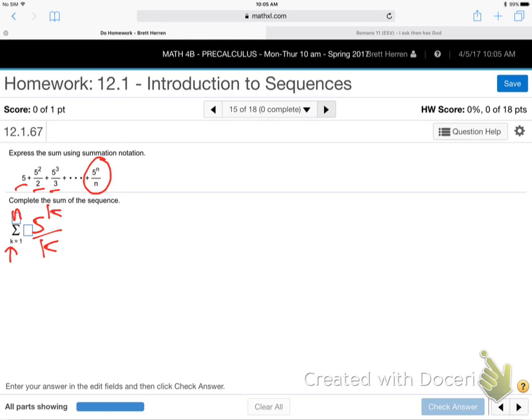That makes sense? Because remember, the k is the start and the end is n. Start at k equals 1, plug in 1, plug in 2, plug in 3. The last one you plug in is n. When you plug in n, it'll be 5 to the n over n. Right? That makes sense? So that's easy. When they give you the last one like that, they're handing it to you. Is that all right? I'll keep moving.